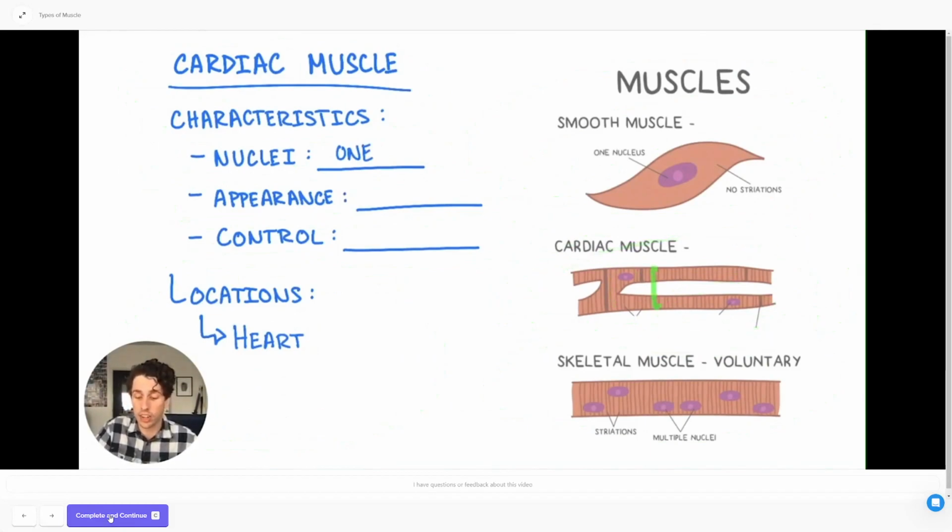So we can see that there are these striations going across like so. And so this is going to be a striated appearance. So striated. And then the control. When you think about the muscles of the heart, we don't really have to think about our heart beating. And so we know that this is also going to be involuntary control. So this is involuntary.